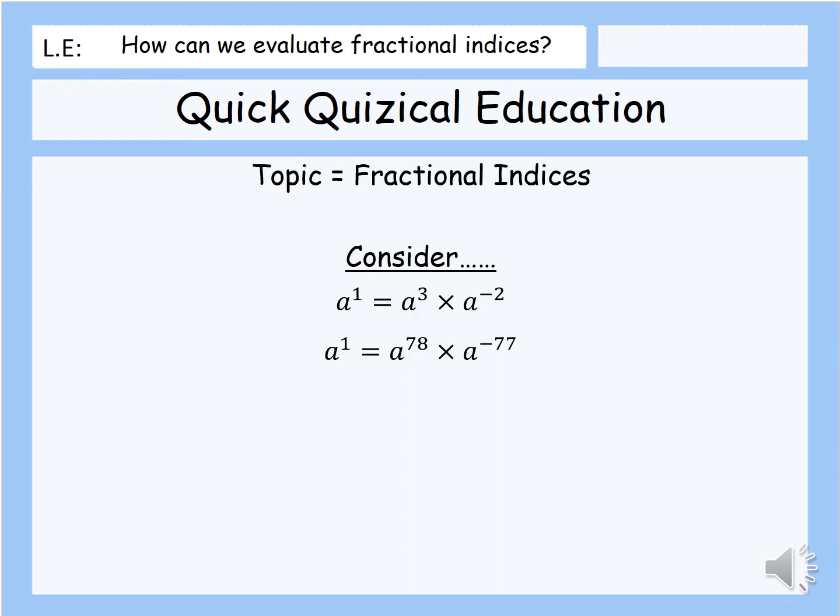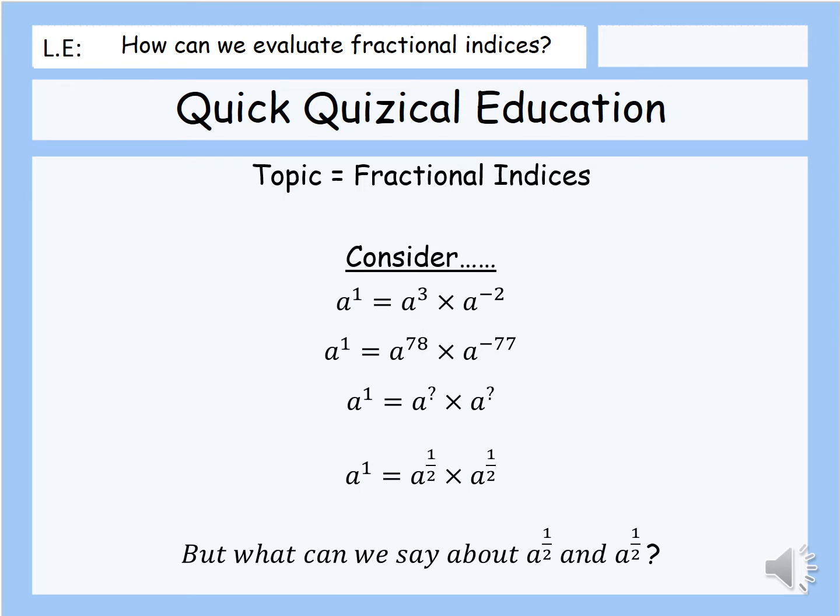They're not so useful, but something that is useful to consider is, what if I want the same power of a to be multiplied in order to add those powers and give me 1? Well, those two values would have to be a half, because a to the power of a half times a to the power of a half, when we add those two powers, gives me the 1. But what can we say about a to the power of a half and a to the power of a half, those two numbers that I've multiplied together to give a to the power of 1?